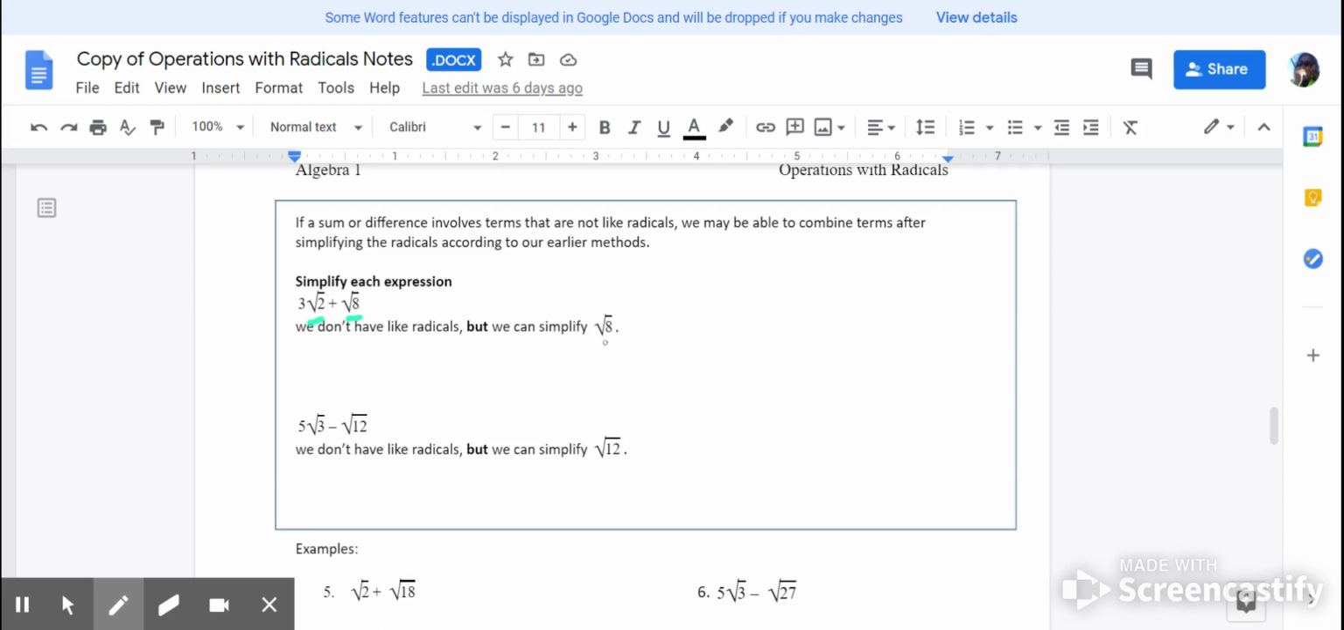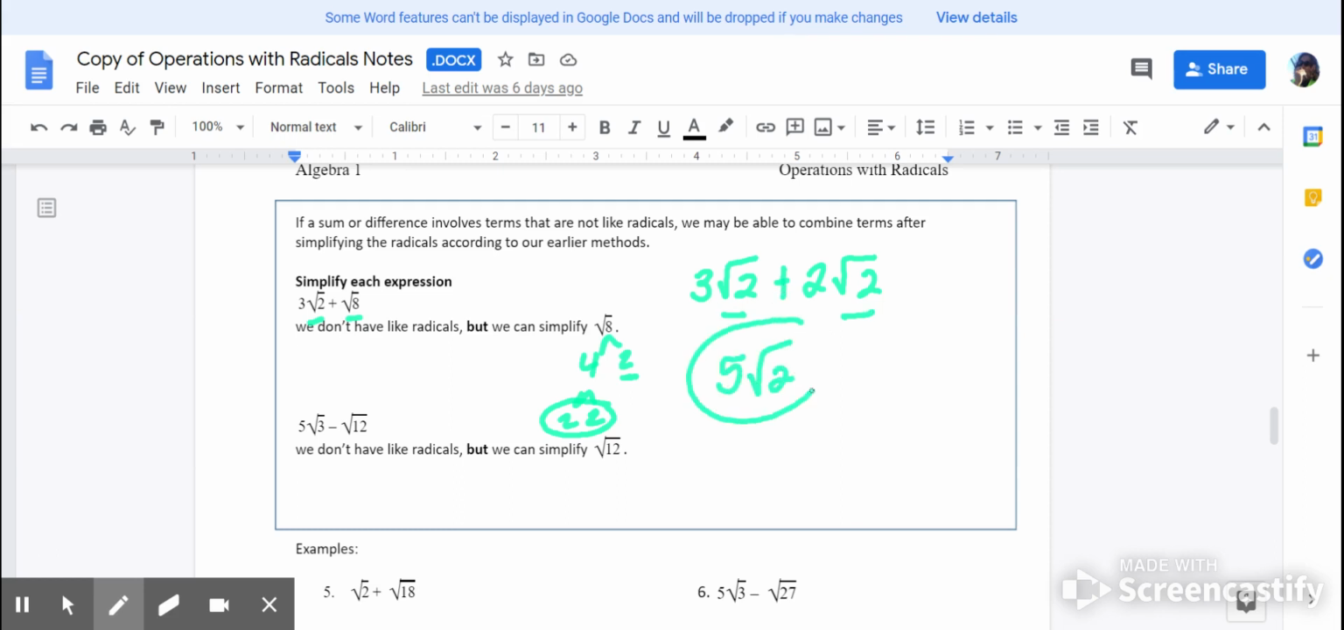So just like in our warm-up, how we simplified, I'm going to find the factors of 8. So that gives me 4 and 2, and the factors of 4 are 2 and 2. When I look here, I have a pair of 2's with a 2 left over. I'm going to keep my 3 on the square root of 2 that I have, and I'm going to add it to my new simplified version, which would be 2 on the square root of 2. At this point, I can see that I have like radicals. So 3 plus 2 is 5, and that answer will be on the square root of 2.